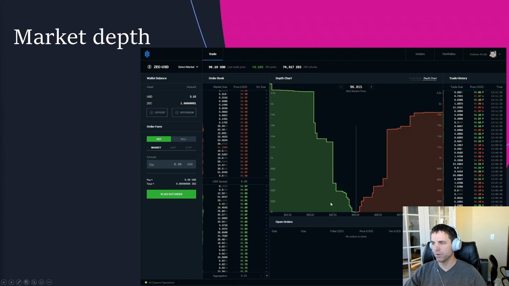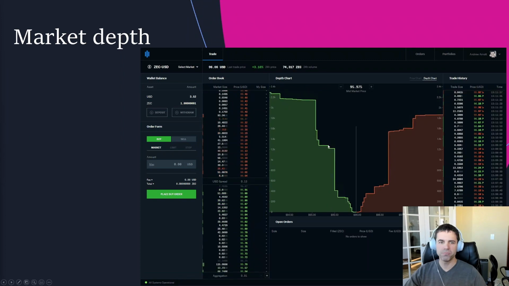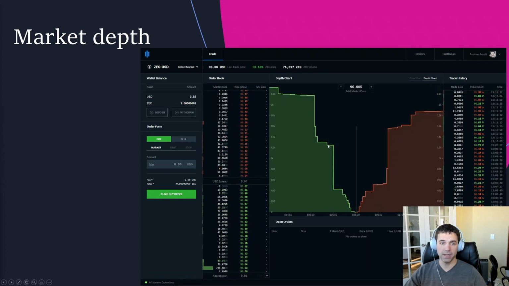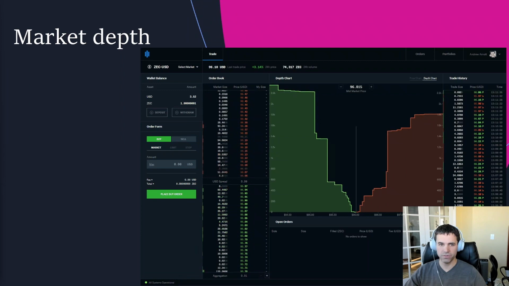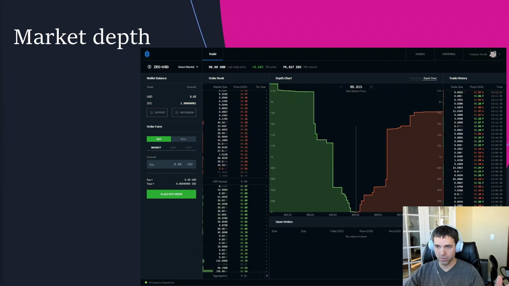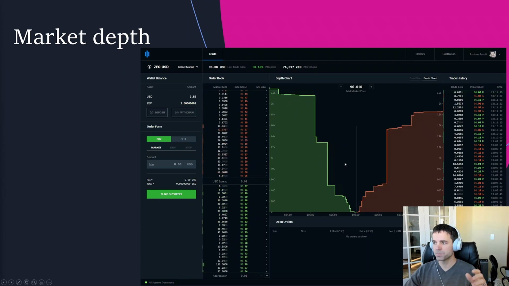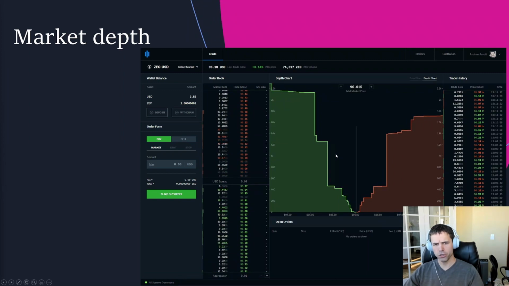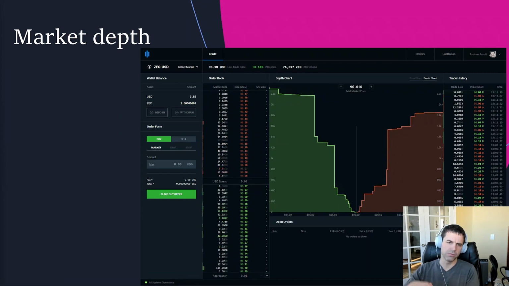So it looks like around 96.50, a bunch of people are willing to buy. If the price were to fall to 96.50, the price would have a hard time falling below 96.50 because there's so many people willing to buy at that price. So that's where you hear market analysts talk about there's support at this level and there's resistance at this level.